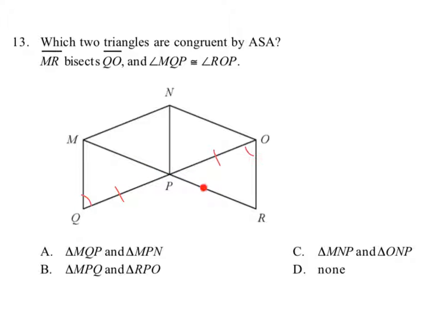Well, since they're formed by two lines crossing, like this, and we know definitely that they're not off of 180 degrees, because that says MR is a single line and QO is a single line. So we know that there are lines crossing like that, forming vertical angles. So those angles are congruent. Now we have angle, side, angle congruence.